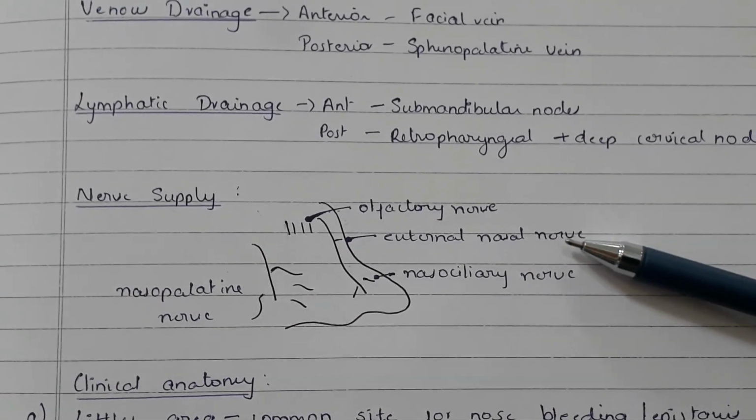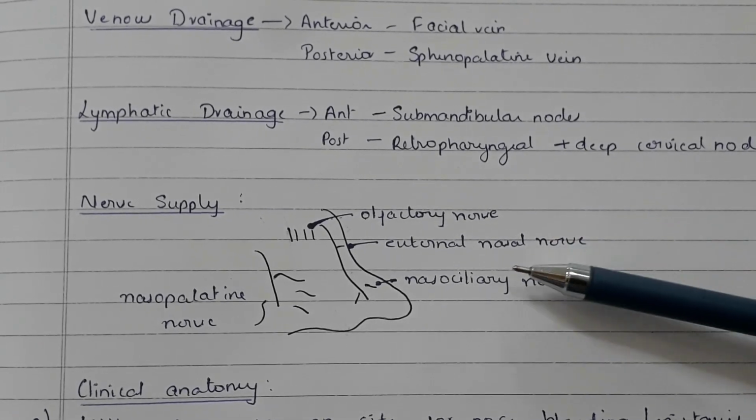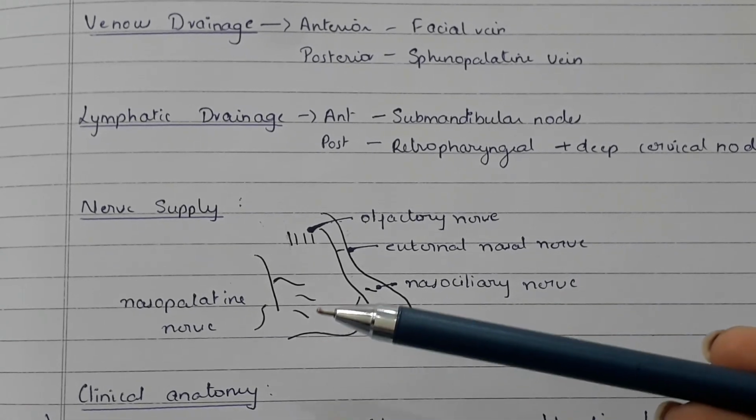Nerve supply of the nasal septum is done by the olfactory nerve, external nasal nerve, nasociliary nerve and the nasopalatine nerve.